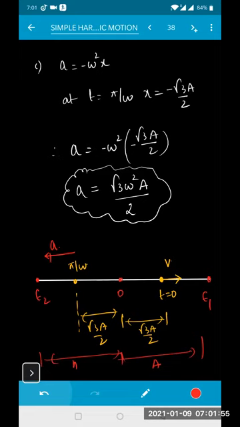Clear? So we got the velocity of the particle, we got the time and acceleration of the particle, and we also got the position of the particle at which it becomes maxima or minima. I hope you got clarity about this one, beta. Yes. Pakka?